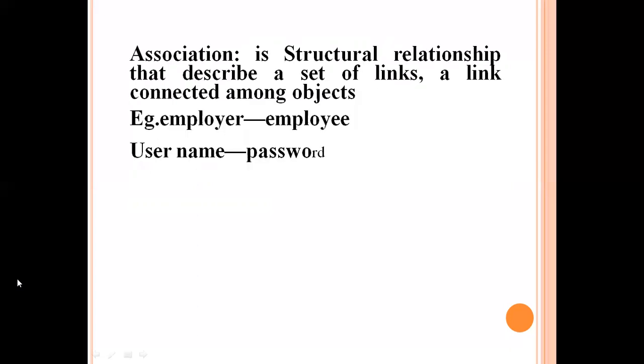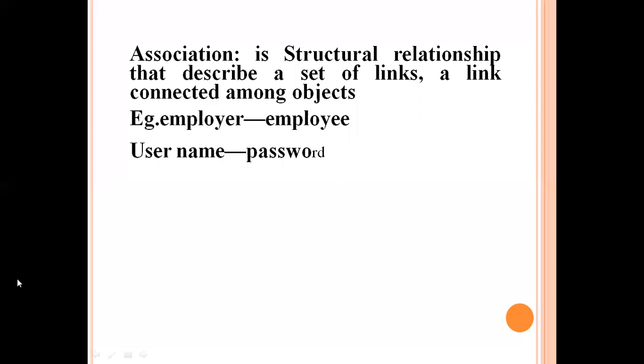Okay, second one, association. The association is the structural relationship that describes a set of links connected among two objects. Suppose the link between employer and employee. It is the connection: if there is an employer, there are automatically employees. That is the connection between two objects.